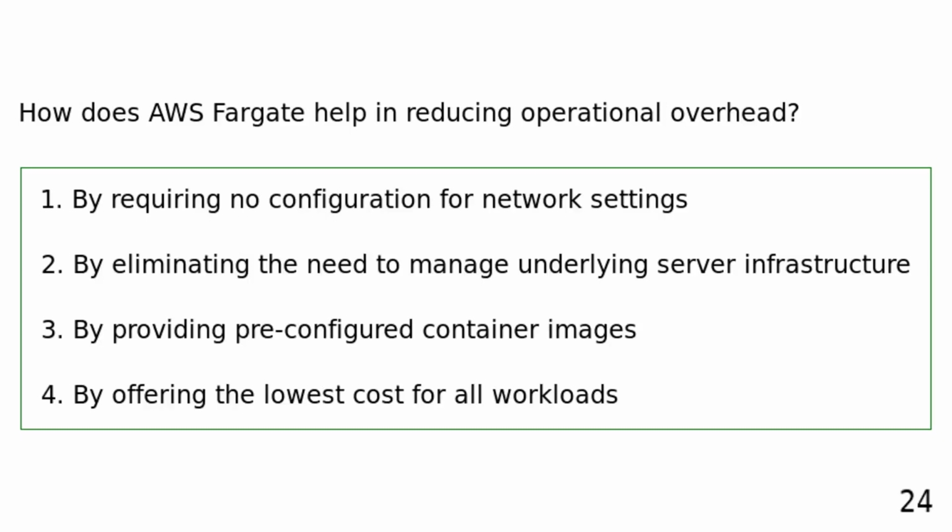How does AWS Fargate help in reducing operational overhead? By requiring no configuration for network settings. By eliminating the need to manage underlying server infrastructure. By providing pre-configured container images. By offering the lowest cost for all workloads.